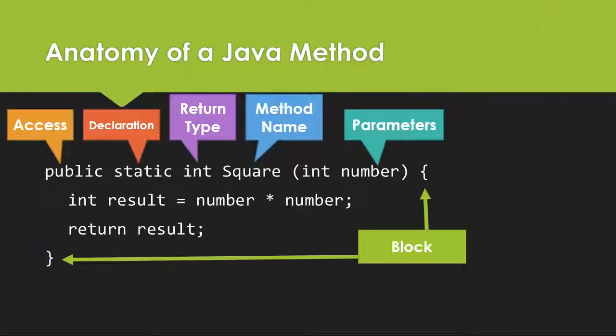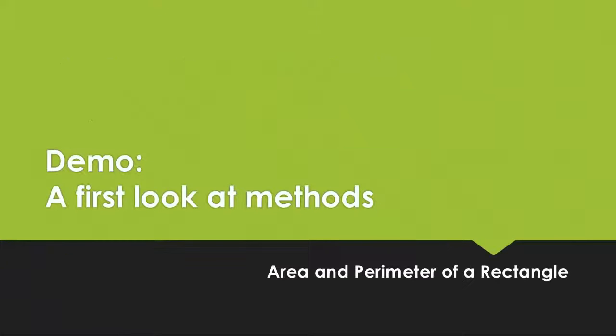When you go to call or access the method, you're going to give it a value, and that's the value that's going to get replaced with the word number when the method runs. Every method that has a return type needs a return statement, and the return statement is usually the last statement in the method. You can see in my method here I'm returning the variable result. Okay, let's take a look at our first demo.